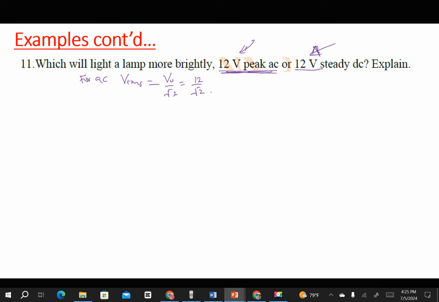12 divided by root of 2 is 8.5 volts. So I want you to notice that 8.5 is the effective voltage in the lamp. It is less than 12 volts. So it means the 12 volts steady DC is going to be brighter.